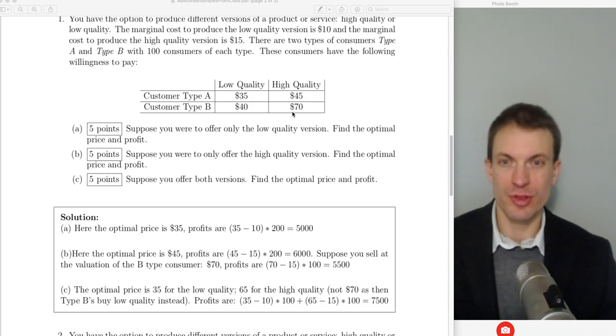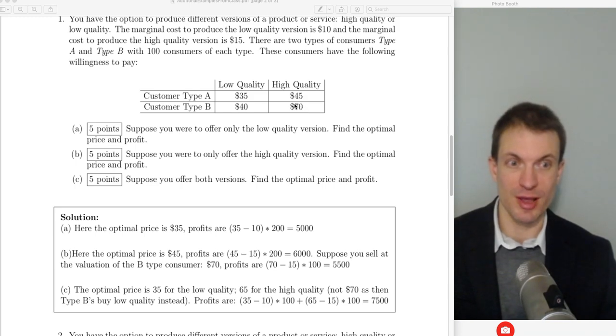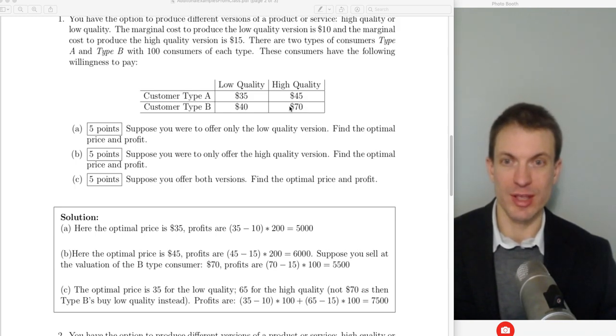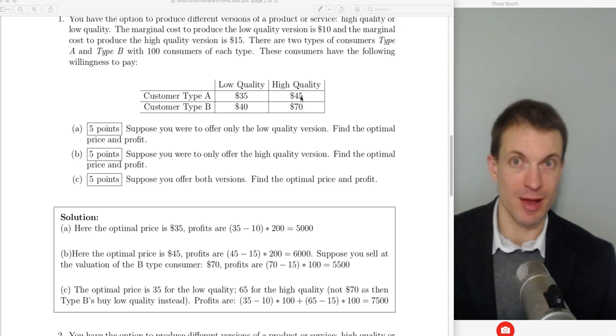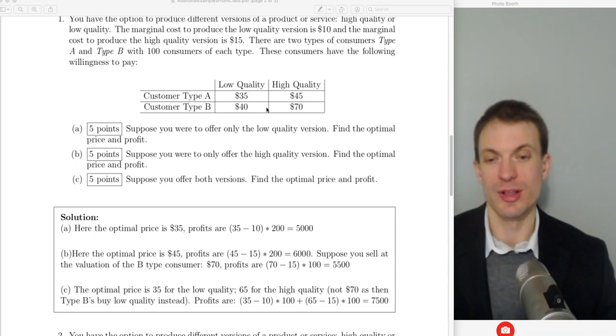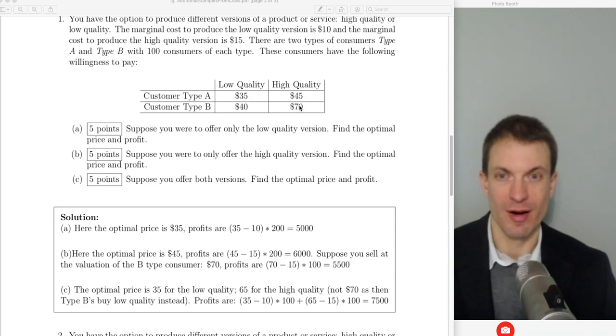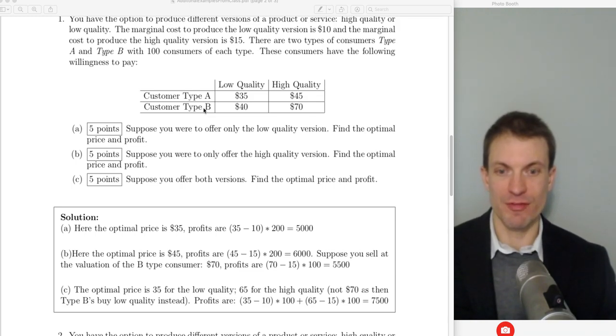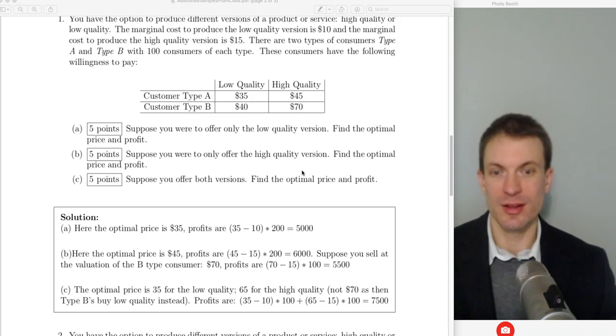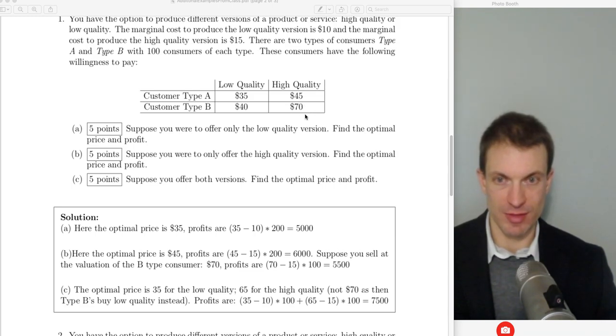Remember, both consumers see both prices. Similarly, our type A consumer sees the price that we're offering for the high quality item, and if it's anything over 45, they're not buying it. They're going to buy low quality instead. The highest price that we can offer our high quality product for, such that consumer B will still buy, is 65. At 65, they're exactly indifferent between buying and not buying, because they'll get $5 of consumer surplus if the price we give them is $65 and this is their willingness to pay.